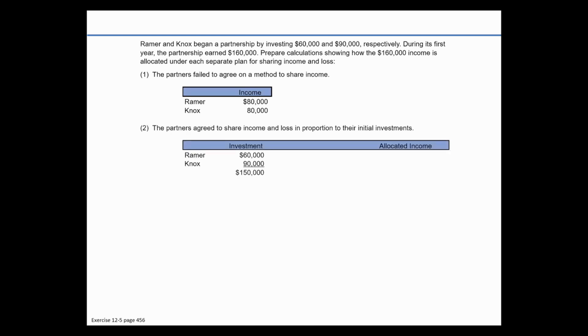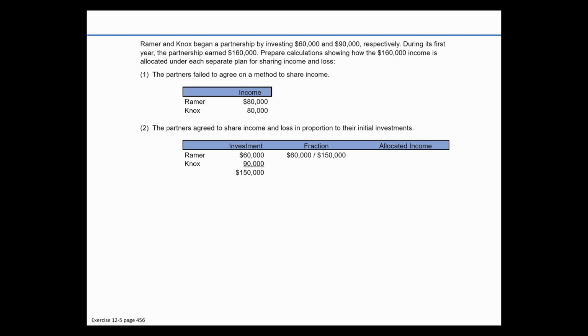Now, another way that you can do it is you can share the income and loss in proportion to their initial investment. And so we see here that Raymer, remember, invested $60,000, Knox invested $90,000, for a total investment of $150,000. So we figure out what fraction or percentage each of them invested.